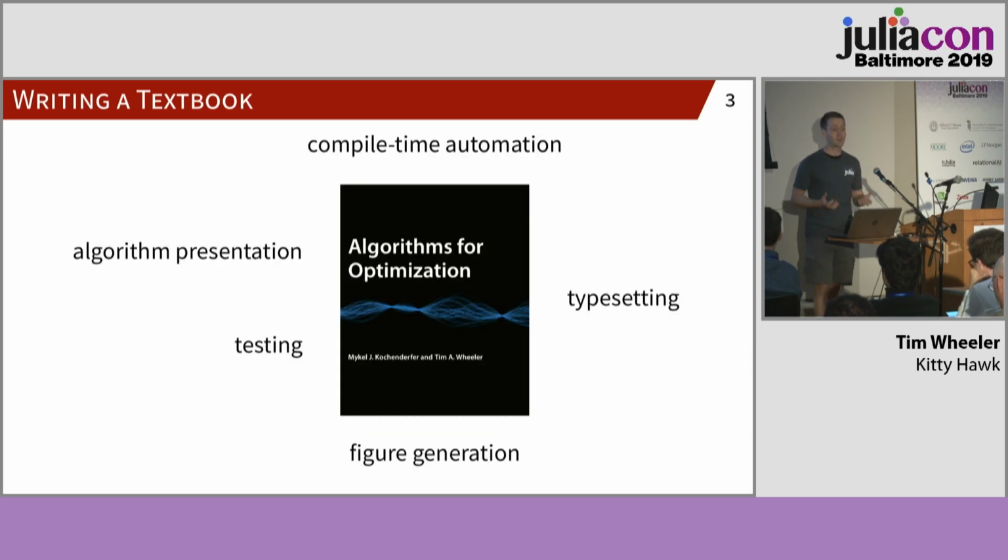There are a lot of problems that you have to overcome when writing a textbook. So things like just how do you typeset it? How do you generate figures? If you have code in your book, how do you make sure that it's correct? How do you present algorithms? It's a very fundamental question. And then there are a lot of things that we did around compile time automation. How can we get the book to build things for us when we compile rather than having a bunch of side assets that we keep track of?